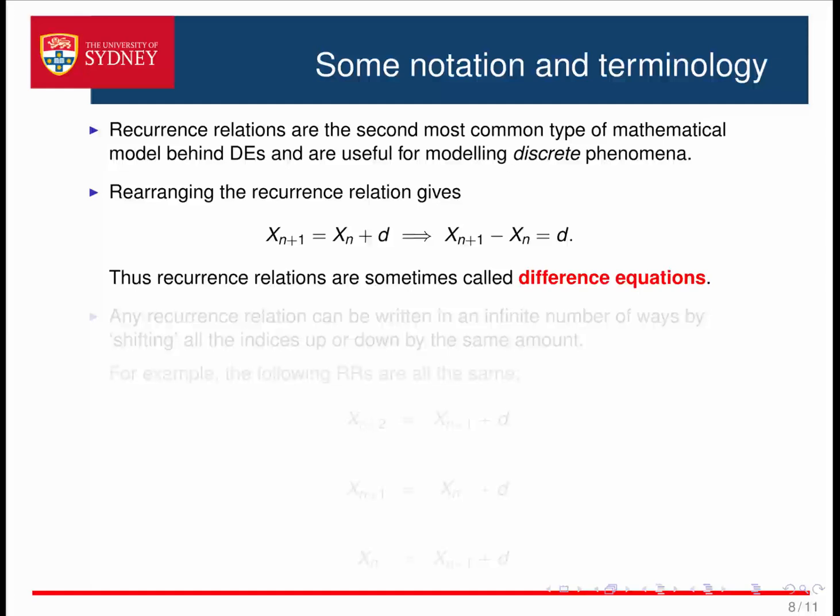Now, for this specific example, the difference is a constant D. And because the left-hand side is the difference between successive terms and the right-hand side is a constant, we call this a constant absolute difference equation.